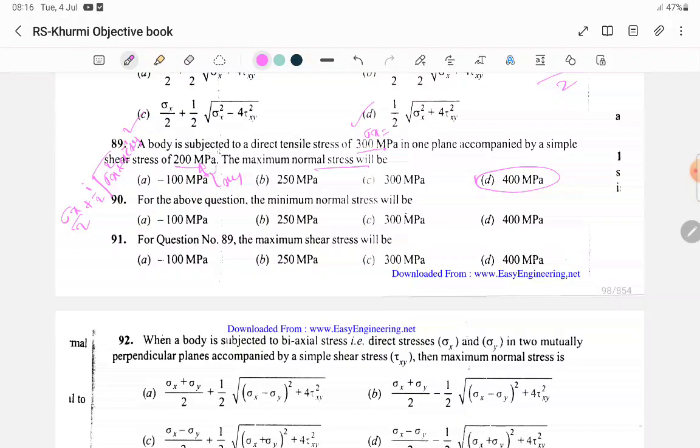In the above question, the minimum normal stress will be, so here in place of plus you write minus, so you will get the value. So how much do you get? 90 is A, that is minus 100 you will get.